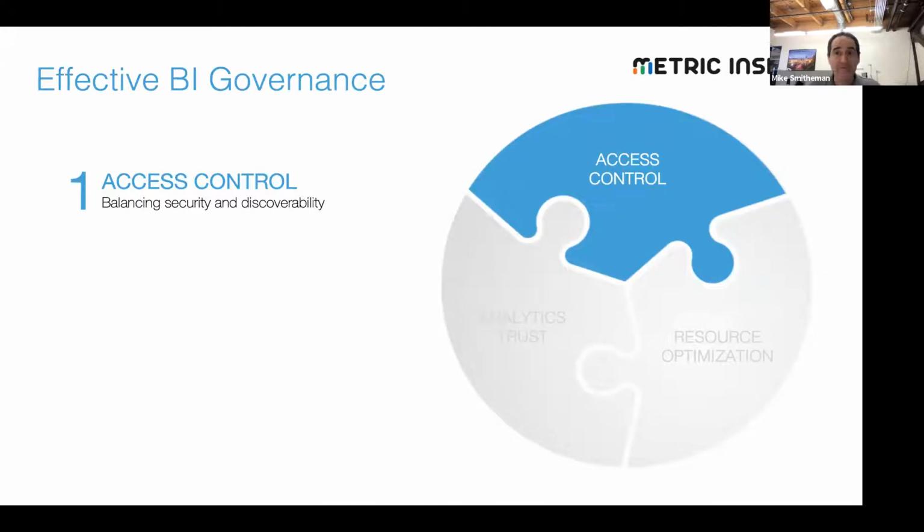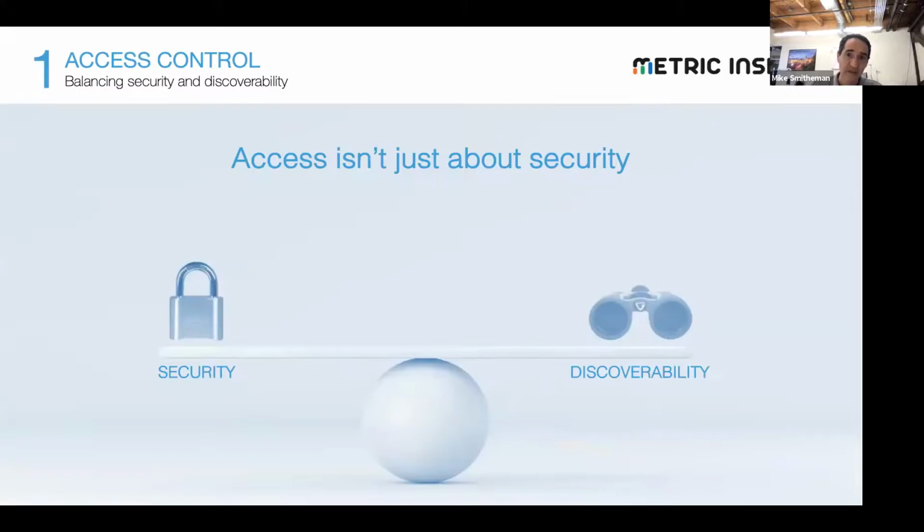Well, there are three pillars to the solution, three pieces of the puzzle that you have to fit together. The first one is around access control. It's about establishing this delicate balance between security and discoverability. So access, as you think of it, first, of course, everyone thinks about security, but you have to think beyond that. You want to think about not only how you are making sure that users don't find the things they shouldn't find, but how they are finding the things they do need to access.